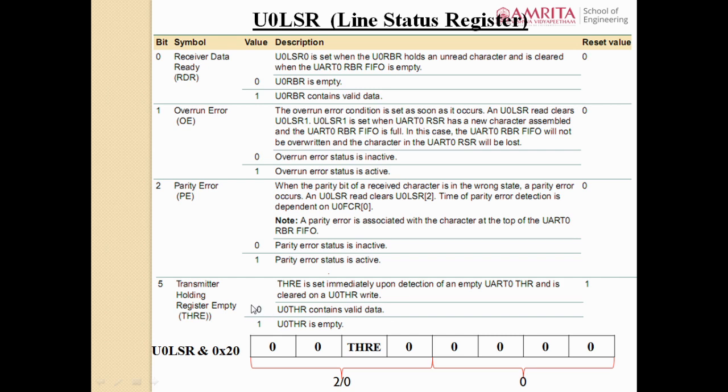So what you should do, you need to check whether U0THR is empty or not. If U0THR is empty, that means UART is ready to receive my next character. If U0THR is empty or the transmit shift register is empty, it means that I can give the new data so that it will be shifted out. Right. So what you should do, you need to check whether the fifth bit is set or not.